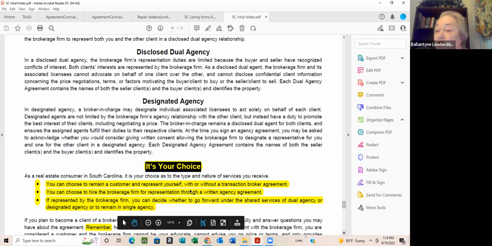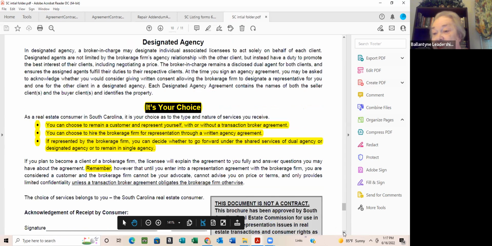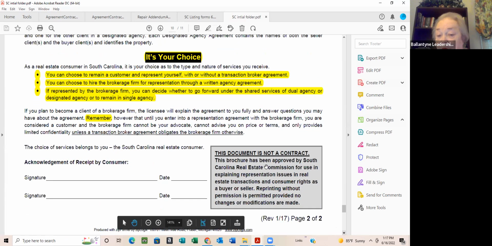So it's your choice now. You can choose to remain a customer, or you can choose to be a client, and you can choose our brokerage through a written agency agreement, which is the way we would work with Valentine agents. And then it says, if represented by the brokerage firms, you can decide whether to go under the shared services of dual agency or designated agency. And that's just about as much as you need to go into on this particular form. It's just a thumbnail sketch of our relationship. Again, point out this is not a contract, and get them to sign right here.